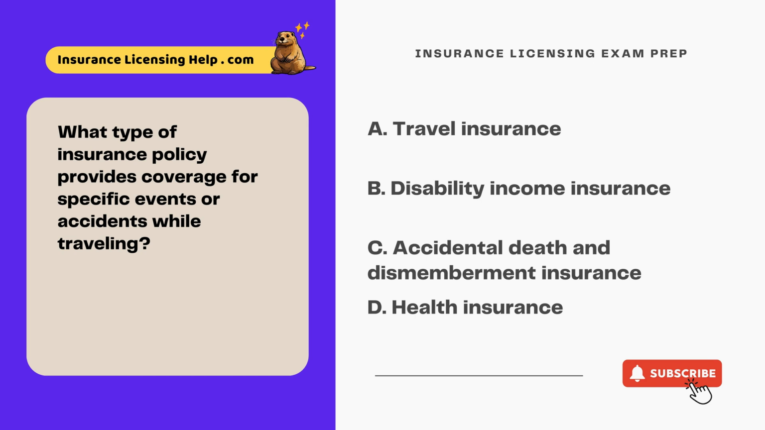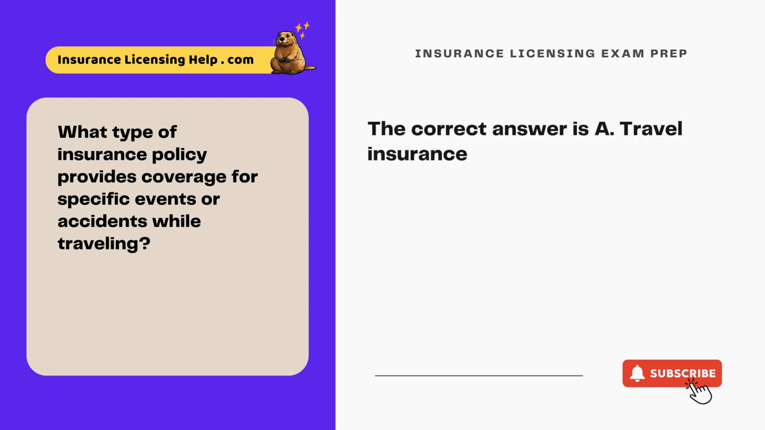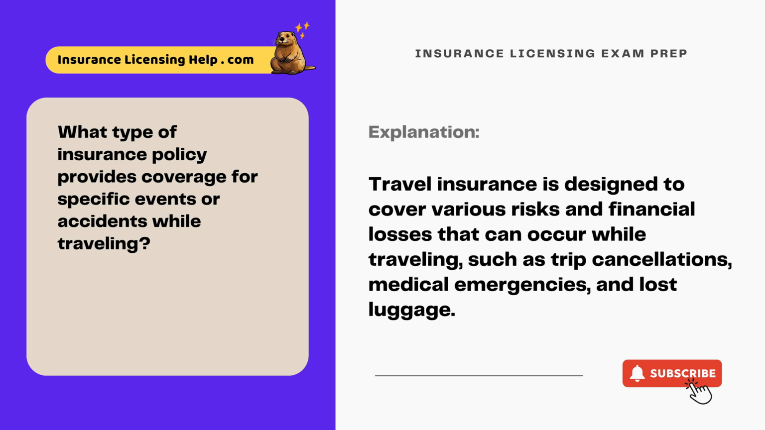What type of insurance policy provides coverage for specific events or accidents while traveling? A. Travel insurance. B. Disability income insurance. C. Accidental death and dismemberment insurance. D. Health insurance. The correct answer is A. Travel insurance. Travel insurance is designed to cover various risks and financial losses that can occur while traveling, such as trip cancellations, medical emergencies, and lost luggage.